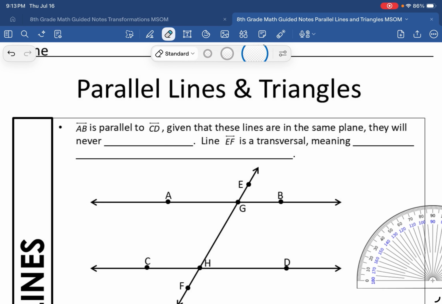Let's get started. First of all, for this first page, you are going to need a protractor. So if you don't have one, go get one.